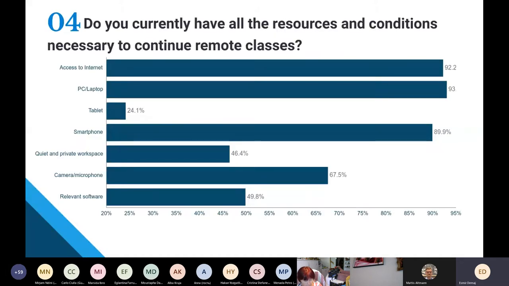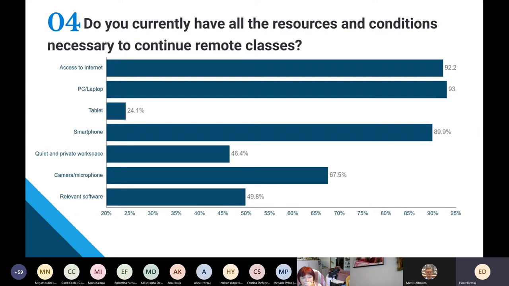issue. Another question which is directly related to the remote teaching or online classes was about how currently, we asked them whether they had the proper resources and conditions that are necessary to continue the remote classes. This is a very important feedback for our university because it seems that 92.2% of our students, they do have access to internet.